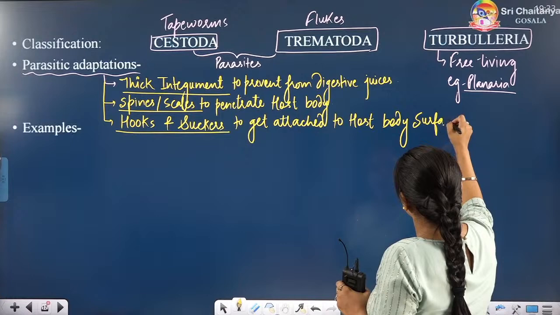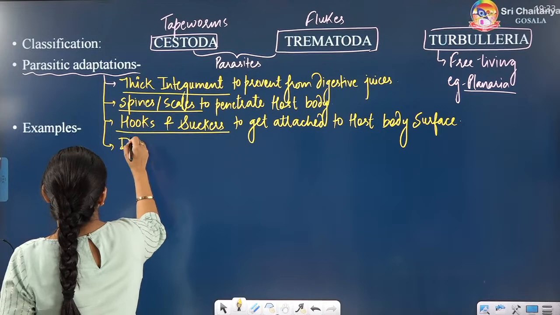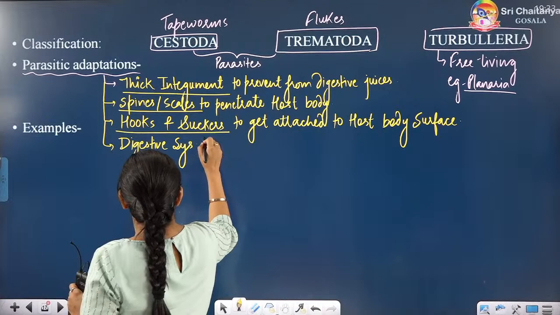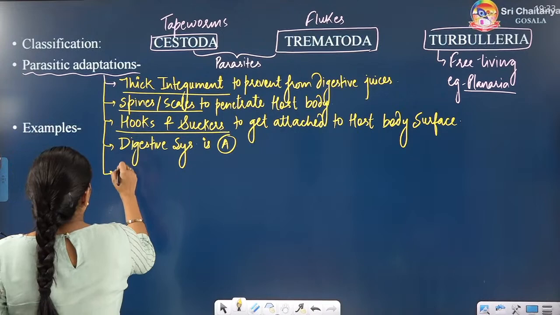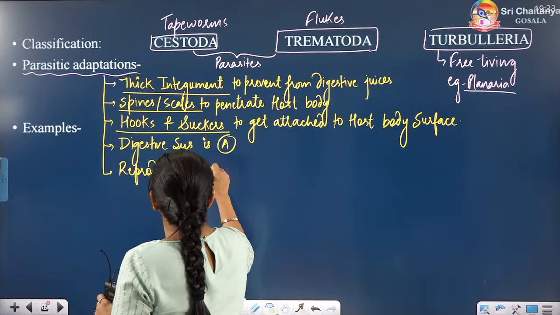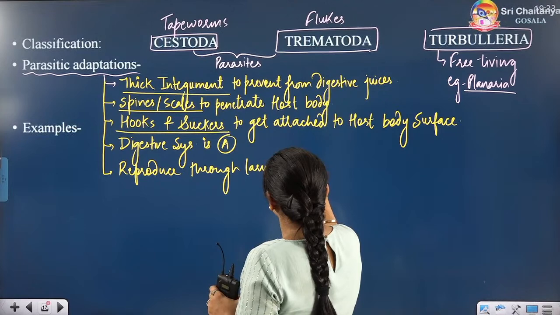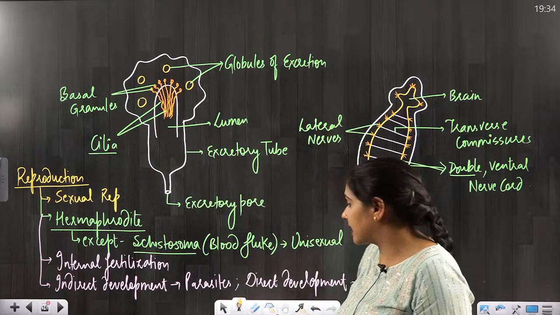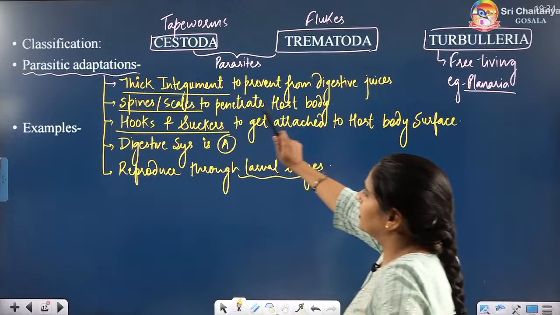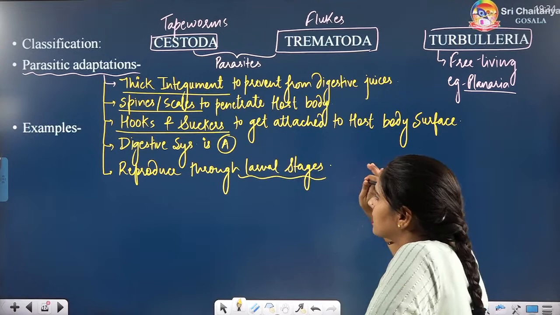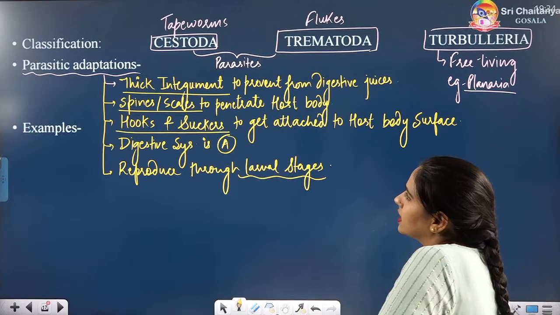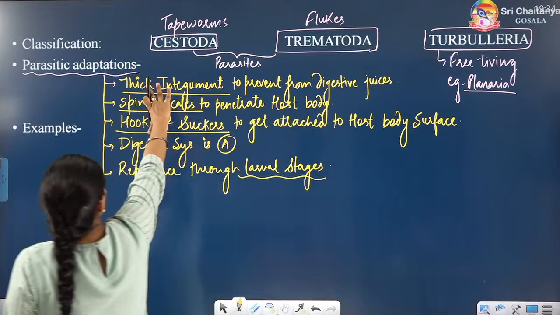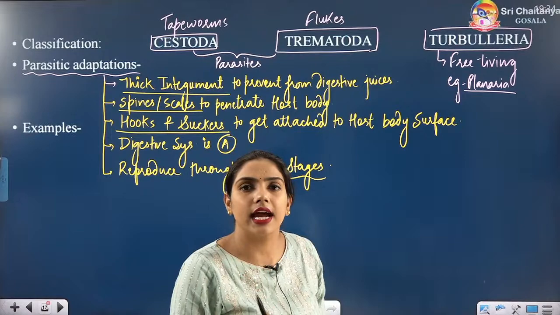Now another parasitic adaptation is that the digestive system is absent. Then you can write they reproduce through larval stages. This is also a parasitic adaptation. That is why I have written in reproduction that indirect development is seen in parasites. They have evolved like that, and direct development is seen in free living forms, right? So thick tegument, spines or scales, hooks and suckers, digestive system is absent, reproduce through larval stages. All these are the parasitic adaptations, and you have to remember these three very well. Hooks and suckers are written in NCERT, right? If you read NCERT after understanding this phylum, then you will understand.